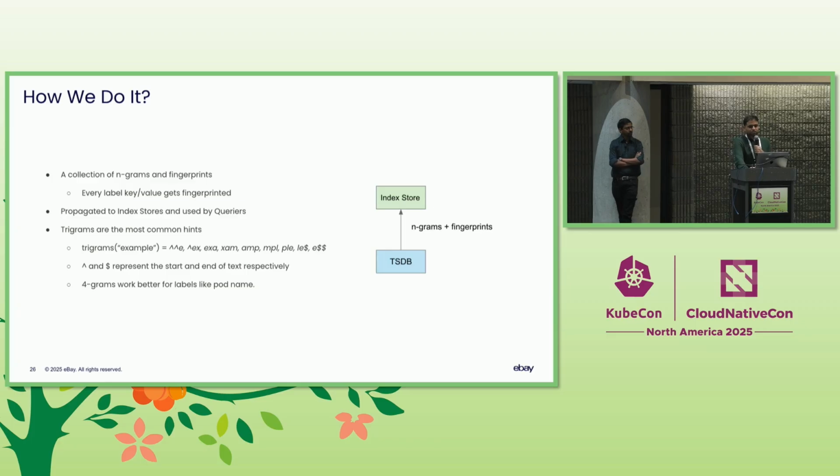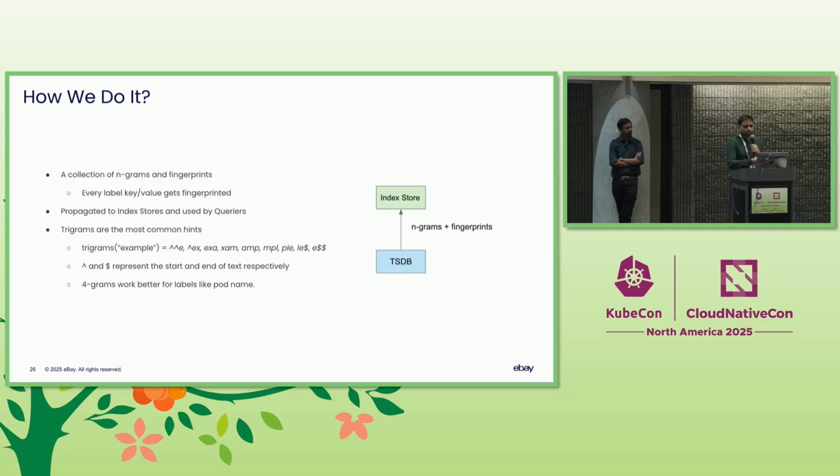The index store is inspired by the field hint index from the Google Monarch paper. The way it works is, for every single time series coming into our TSTB, we generate the n-grams and the fingerprints out of the key value labels, and all this data is sent to the index store. Before the query layer talks to the shards or the actual TSTBs, it talks to the index store. For the given query, it generates the fingerprints and asks the index store which shards or which cluster has the data.